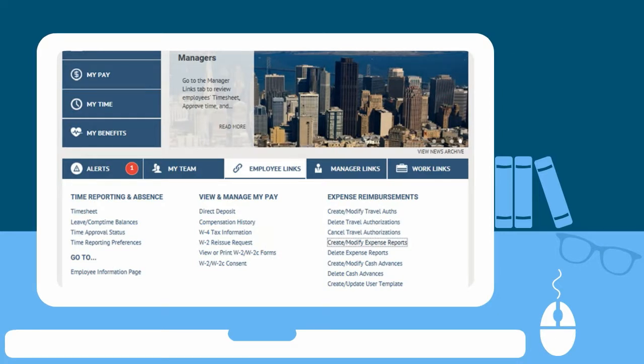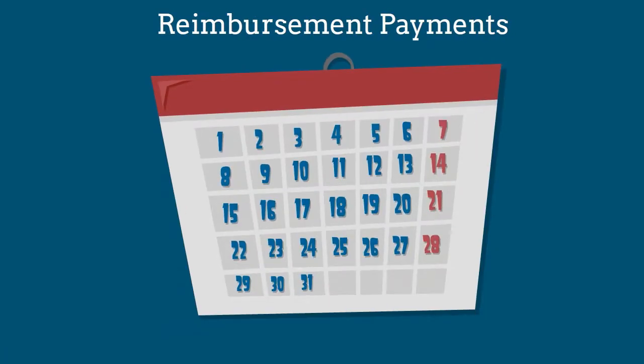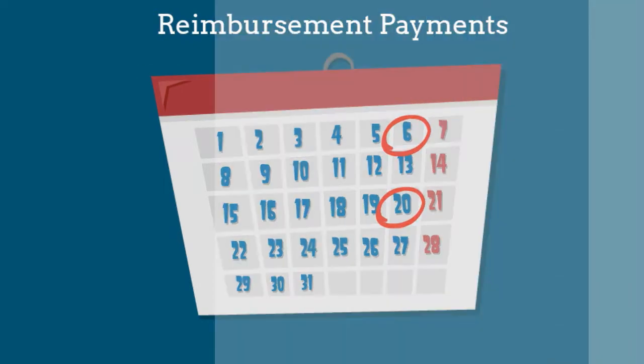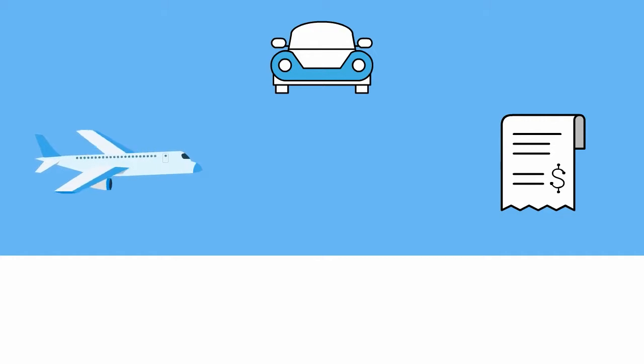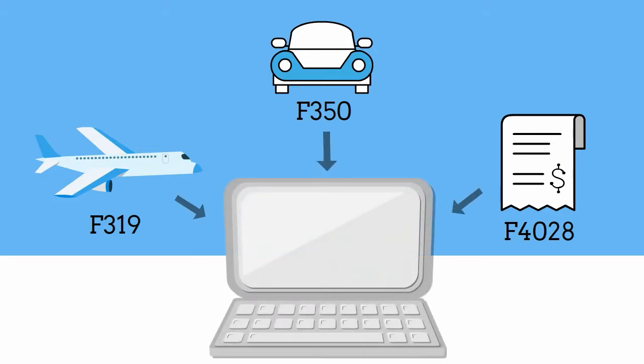Along with entering the requests online, staff will be able to track the processing of the requests. Expense reimbursement payments will then be made through the payroll system during the non-payroll weeks in the same method as selected for payroll. Before July 3rd, employees submitted their travel expenses, field expenses, and miscellaneous work expenses on Forms 319, 350, and 4028. In the new system, the information from all three forms will be entered online from the People and Pay portal.